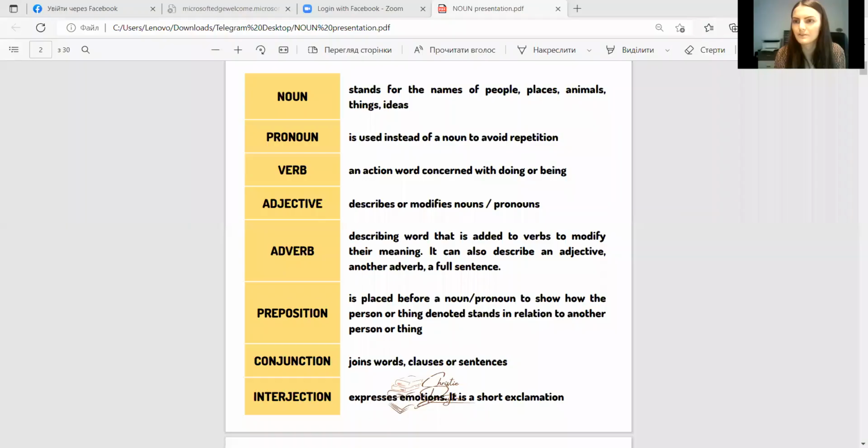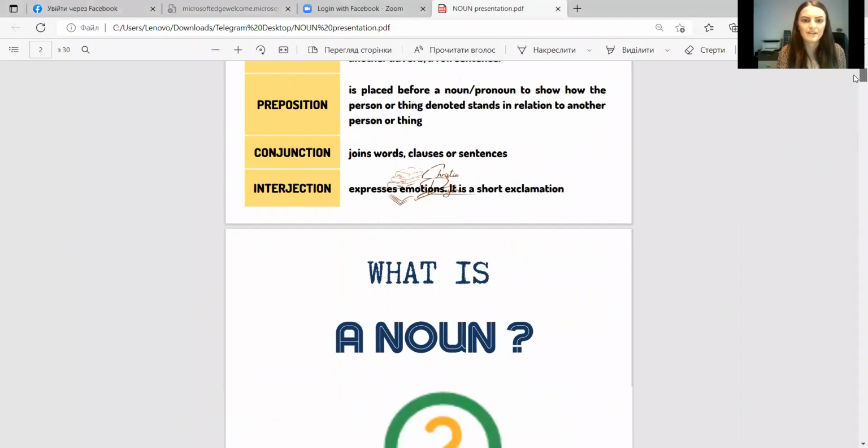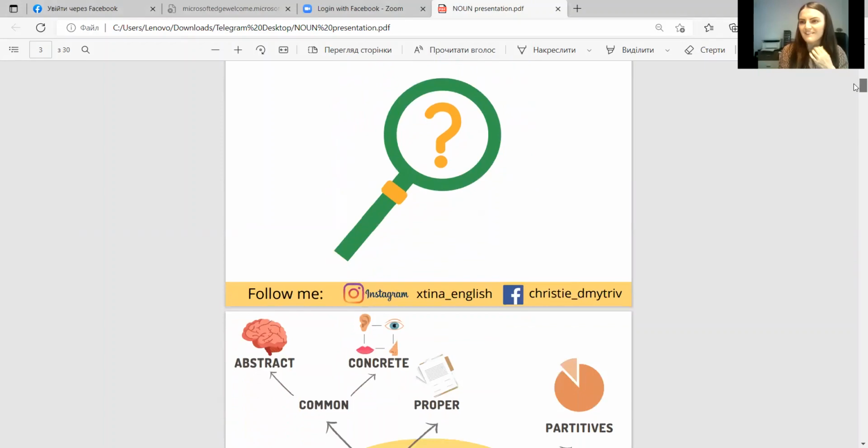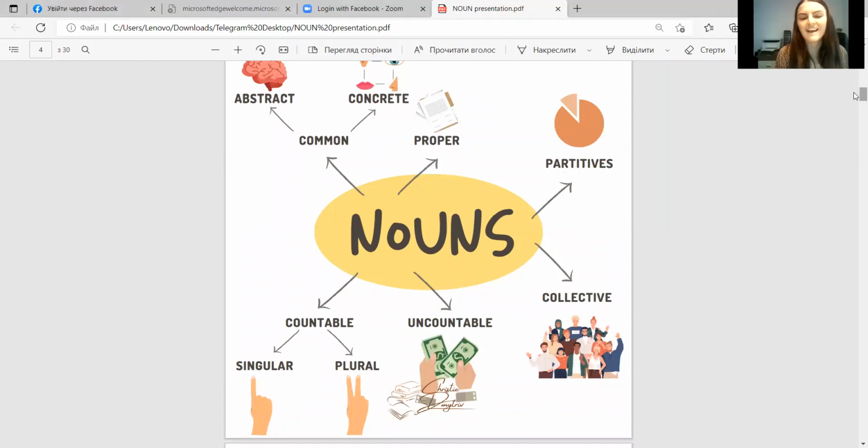Great. So, as I have mentioned before, today we are talking about the noun, the first part of speech, one of the main parts of speech that denotes all the subjects, objects, people, places, and ideas. And nouns have different categories. First of all, we may say that all nouns are common and proper.